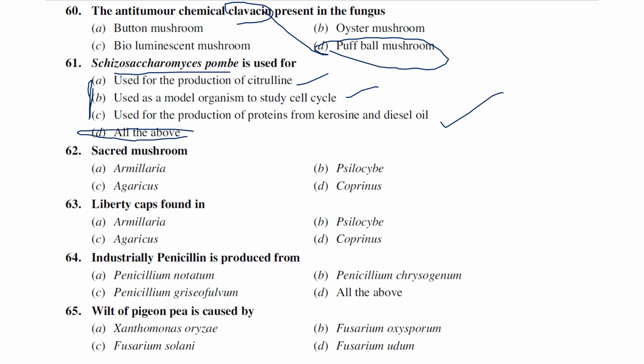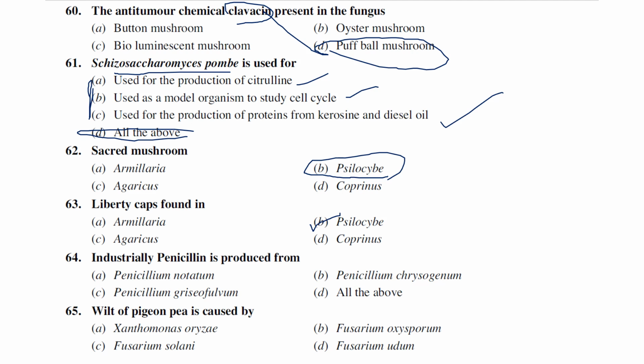Sacred mushroom. Which mushroom is called a sacred mushroom? Armillaria, Psilocybe, Agaricus, Coprinus. Psilocybe mexicana and Psilocybe semilanceata are generally considered sacred mushrooms or sacred fungi. Liberty caps are found in which of the following? Again, the same: Psilocybe mexicana and Psilocybe only.